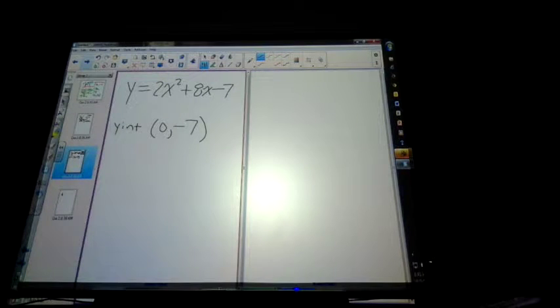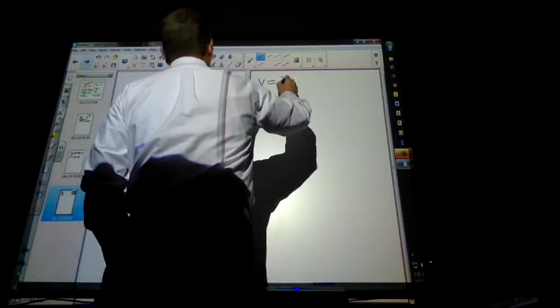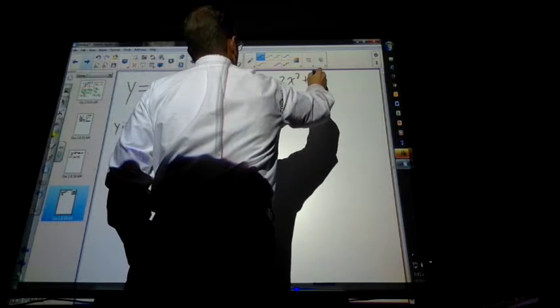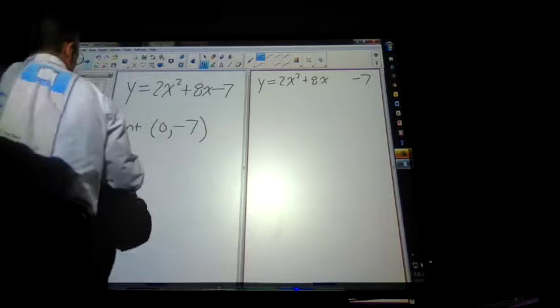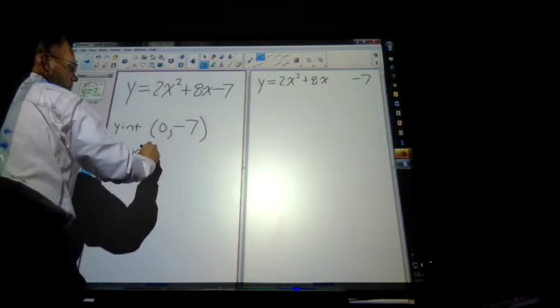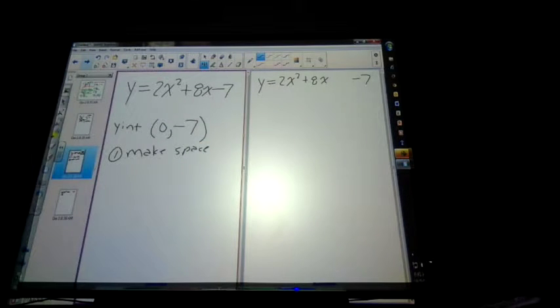What I'm going to do is just make a space. I'm going to try and keep everything over on the right side. So step 1, make space. Seem okay so far? Can you all see that there's been space made between our linear term and our constant? Linear term being x and constant being the number that doesn't have a letter.